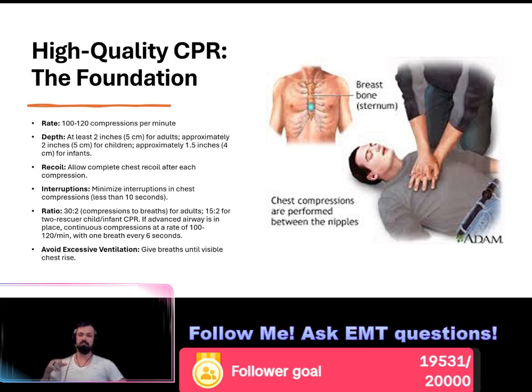CPR does not restore vital signs. CPR is to keep the brain and the vital organs perfused, which means full of good oxygen and nutrients and removal of waste so your body can actually survive. So you need to allow that chest to fully recoil between each compression, or go back to normal shape. After you compress it, go back to normal shape. Compress, back to normal shape.